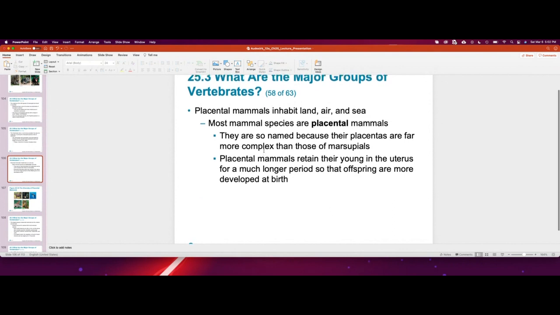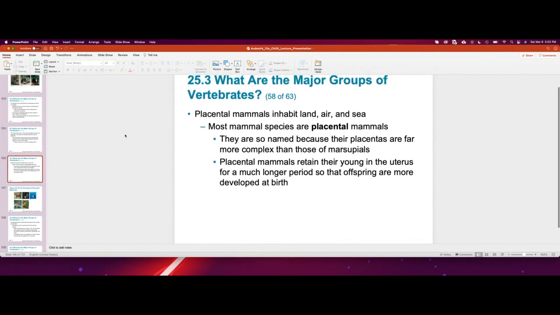And then again, among all of the vertebrate animals, the ones you guys are probably most familiar with are the placental mammals. So you can find them in the sea, in the air, on the land. They are quite diverse as a group, and their placentas are actually more complex and more developed than marsupials.